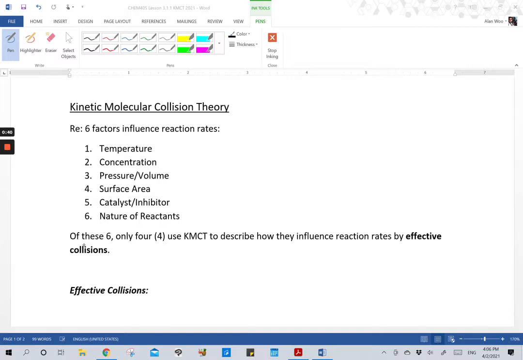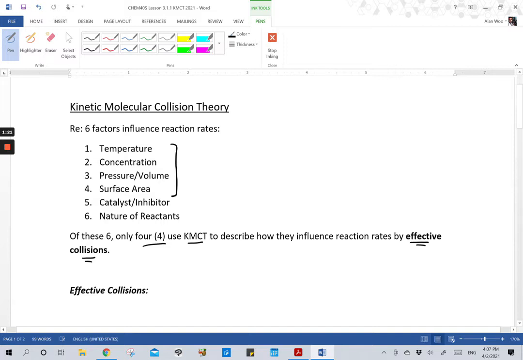But out of these 6, only 4 of these use what we call the kinetic molecular collision theory, or KMCT for short, to describe how these reactants have to behave in order to increase the rate. They do so by something called effective collisions, and we'll get to that in a minute. But out of the 6, it's the first 4 here that actually use the kinetic molecular collision theory.